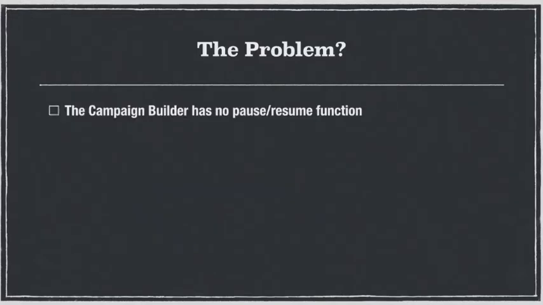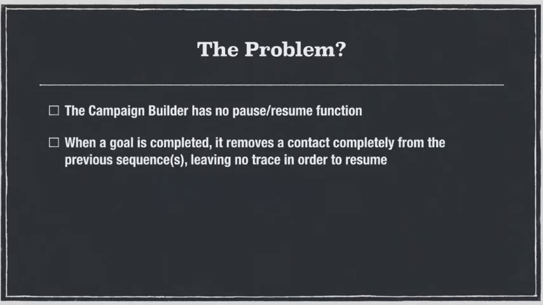But we now have a problem, and that problem is that the campaign builder has no pause and resume function. When a goal is completed in the campaign builder, it removes a contact completely from the previous sequences, leaving no trace in order to resume them back where they were. This is a problem when you're marketing.